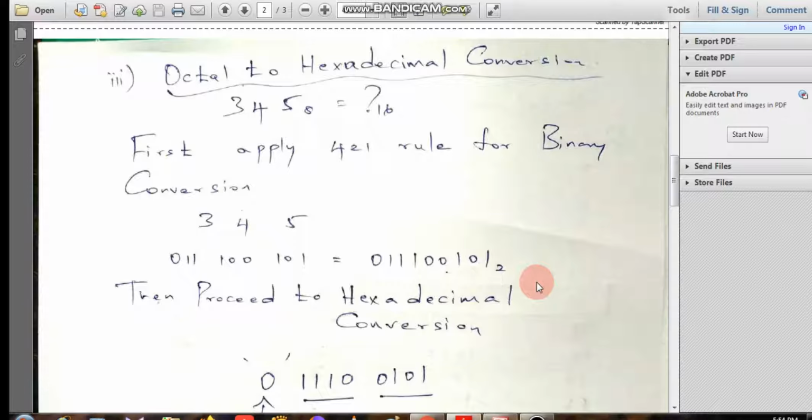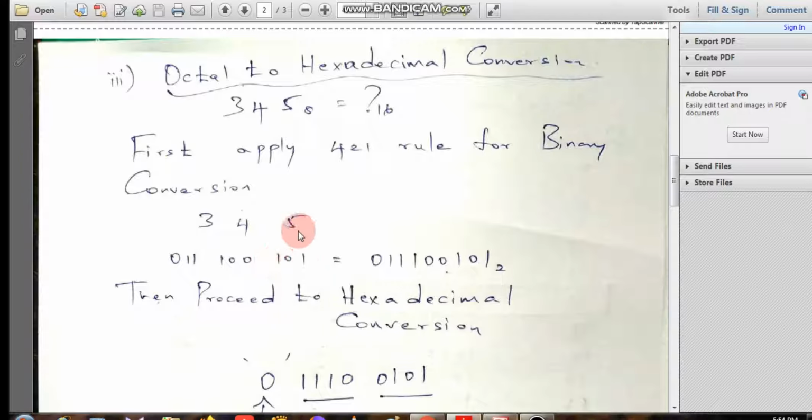So for 345 the corresponding binary representation is 011. The 4 2 1 rule is applied. For 3, 2 plus 1 is equal to 3. For 4, 1 0 0. For 5, 4 plus 1, so put 1 near to 4 and put 1 near to 1.